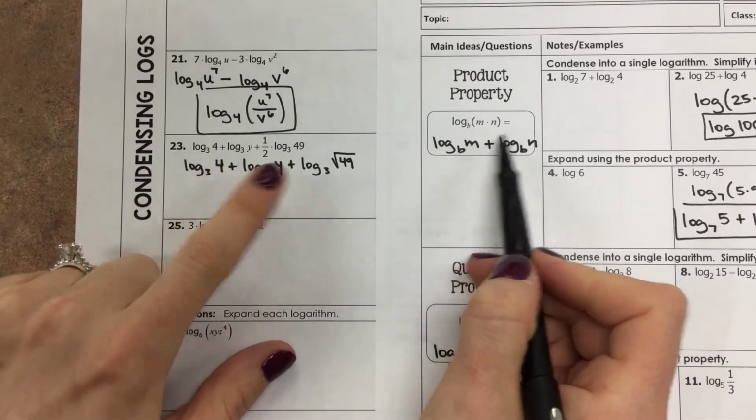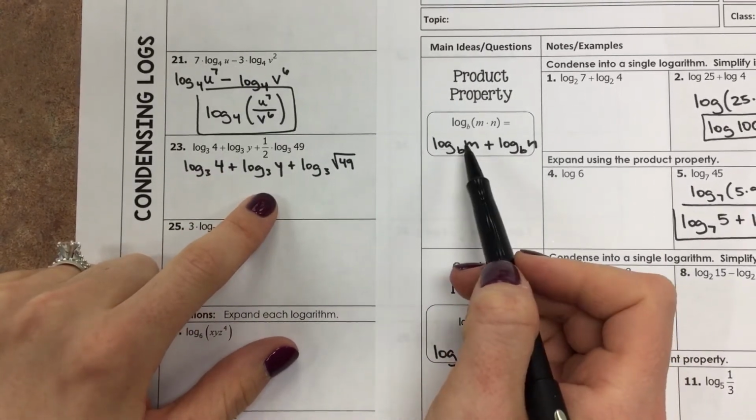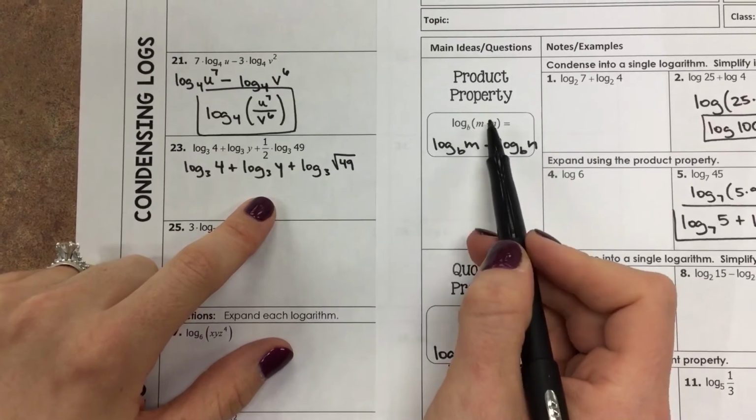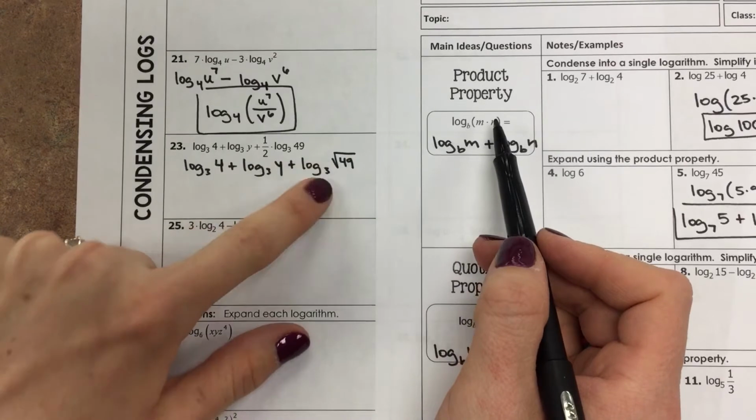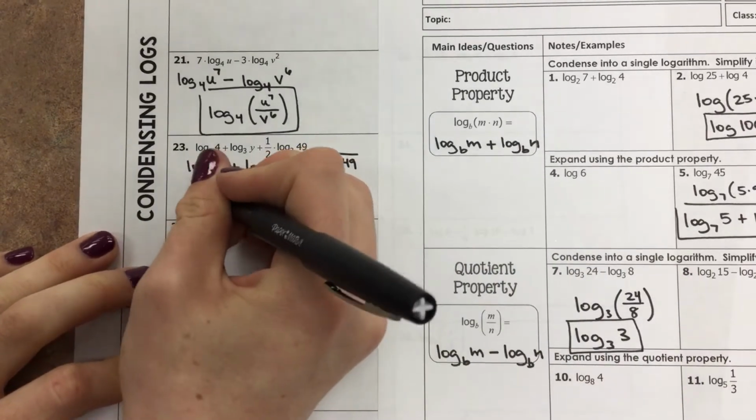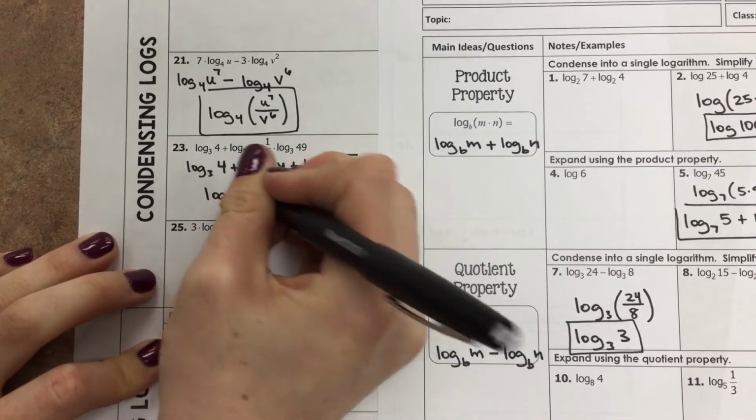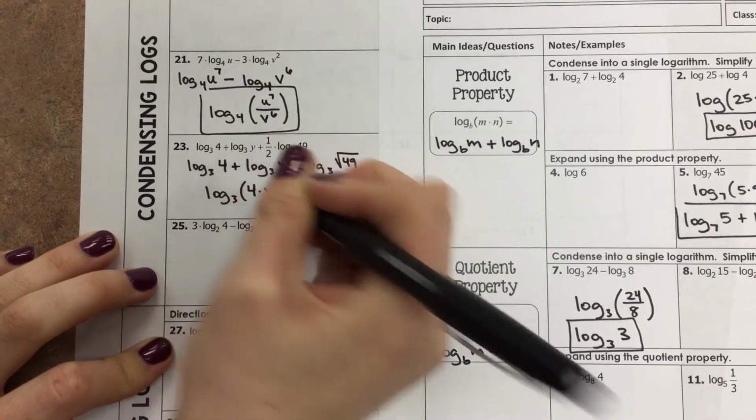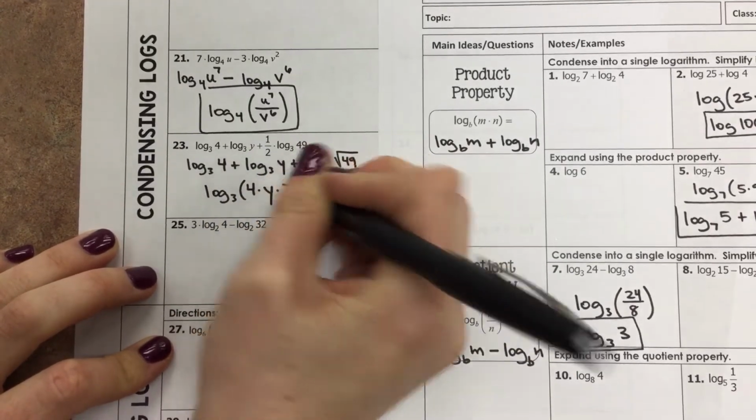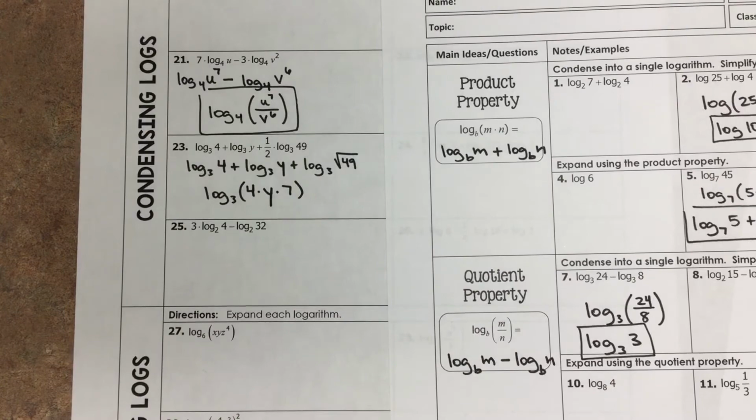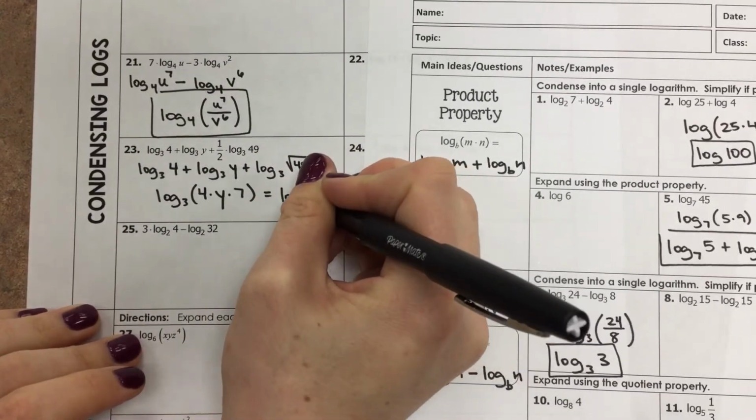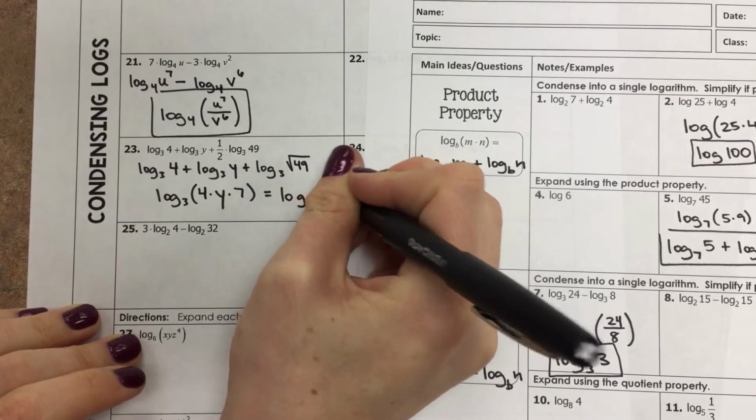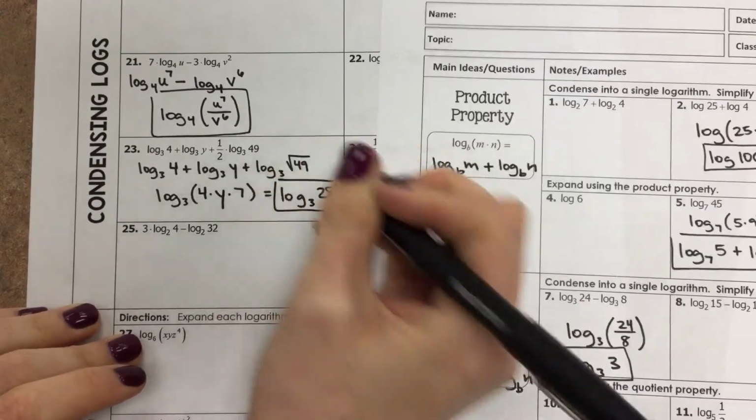So now it looks like this. So there are 3 separate pieces. Even though our property only has 2, it works the same way. So on the inside we have m times n. This would just mean we have all 3 of these things multiplied together. So we have log base 3, and we have 4 times y times the square root of 49, which is 7. And we can clean that up one more time. So 4 times 7 is 28. So this is log base 3 of 28y.